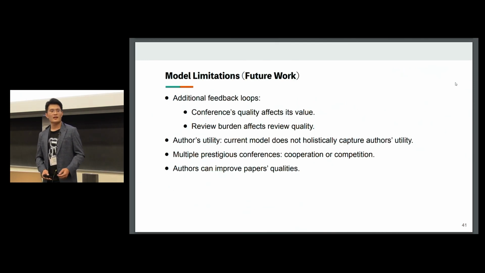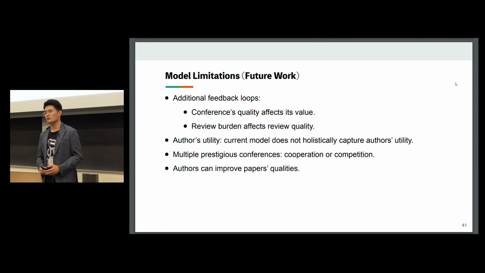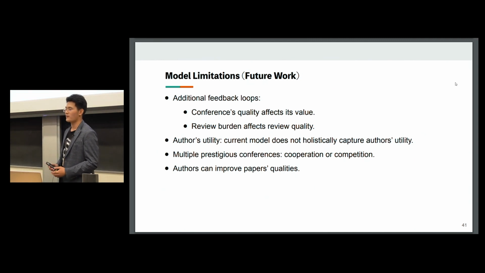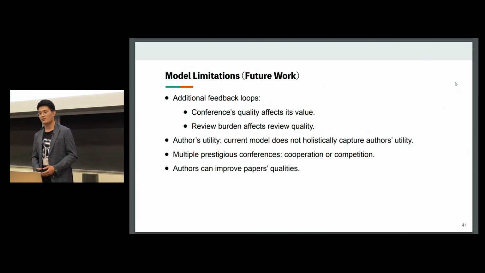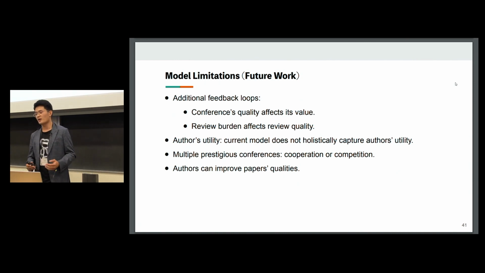I will use the last slide to point out some of the model limitations and potential future work. So first, there are several additional feedback loops that we haven't considered. The first one is that conference quality will affect its value, as the question asked, right? And second, the review burden, of course, will affect the review quality. Also, our model of the author's utility is towards its best response. It cannot capture the author's utility in a holistic way.